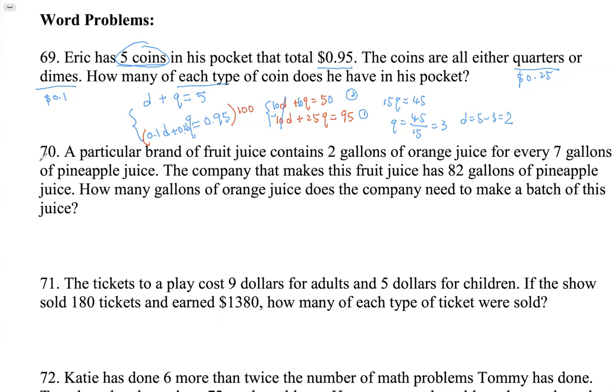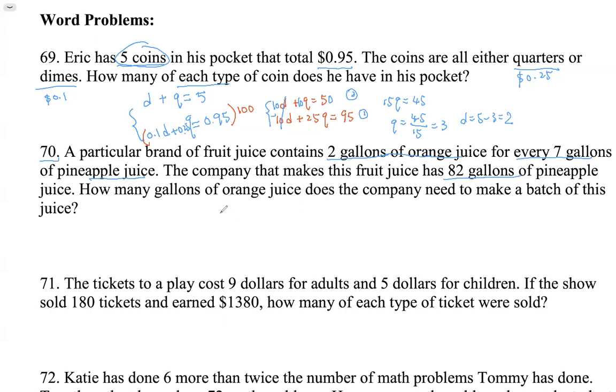Now let's see 70. A particular brand of fruit juice contains 2 gallons of orange juice for every 7 gallons of pineapple juice. Right? So this is like a ratio. The company that makes the fruit juice has 82 gallons of pineapple juice. How many gallons of orange juice does the company need to make a batch of this juice?